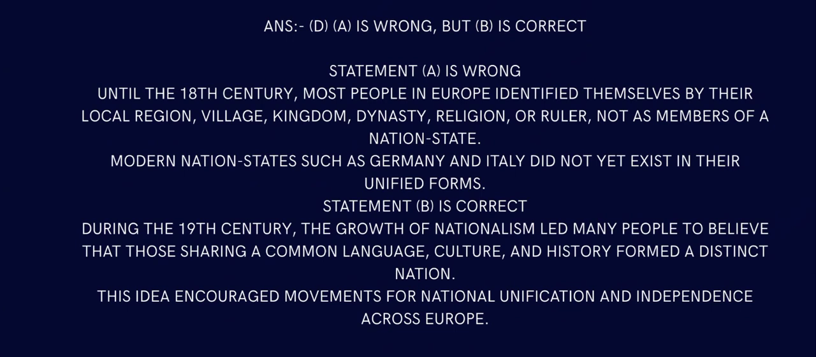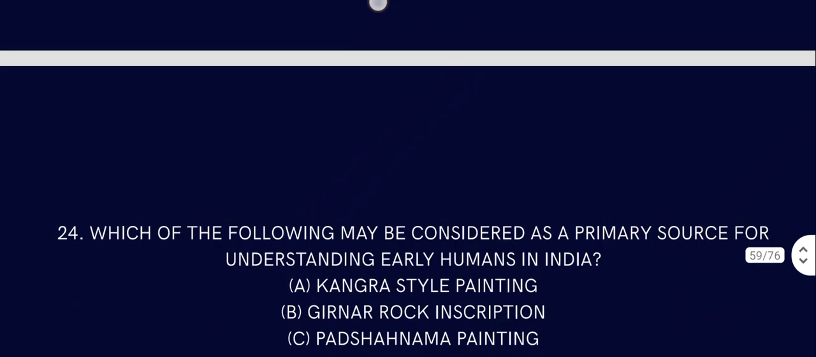But statement B is correct because during the 19th century, the growth of nationalism led many people to believe that those sharing a common language, culture, and history formed a distinct nation. The idea encouraged movements for national unification and independence across Europe. So that's what happened.